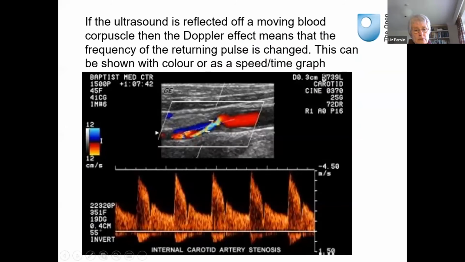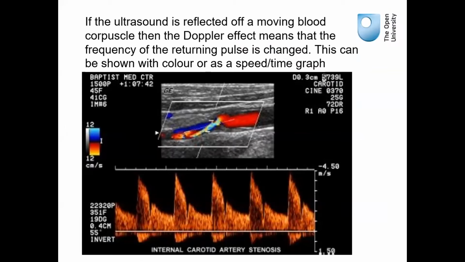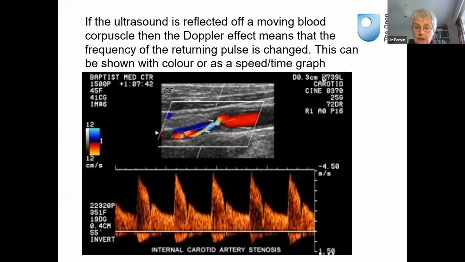And what we can do with the Doppler effect is we know that if we send a pulse of ultrasound in, megahertz ultrasound, and it's reflected off a moving corpuscle, then the frequency will be slightly changed by the Doppler effect because the blood corpuscle is moving. So that means that we've got a different frequency when it gets back to the transducer.